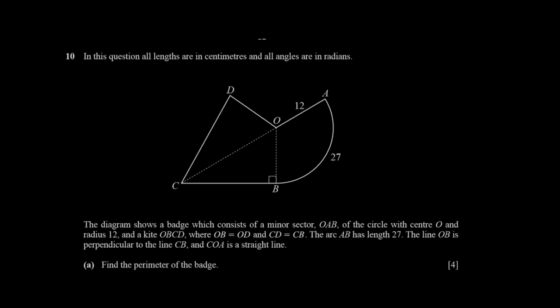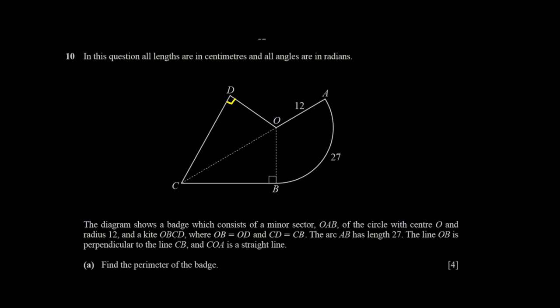Okay, so here we are in question 10, which is a circular measure question. The diagram shows a badge which consists of a minor sector OAB, that's that thing there, and a kite OBCD. So this shape there is a kite, and a kite is made up of two triangles like that. These two triangles are right-angled triangles. So if the angle B there is a right angle, that means that D is also a right angle, so that's probably worth indicating on there.